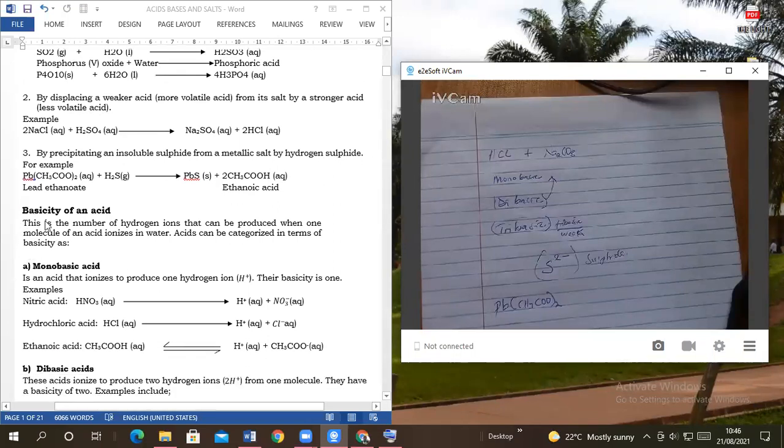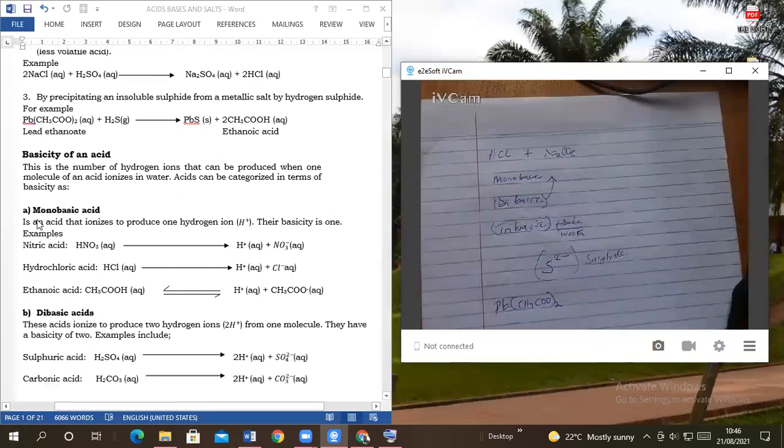Now we talk of basicity of an acid. Take note of that, because in calculations that involve the mole concept, they may ask a question to calculate the basicity of an acid. If they say basicity, don't be scared about the word. This is the number of hydrogen ions that can be produced when 1 mole of the acid ionizes in water. You will look at that later, but here are examples.